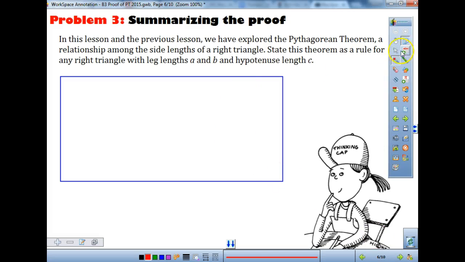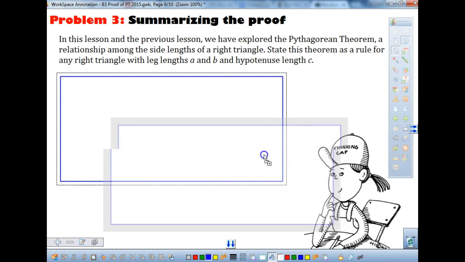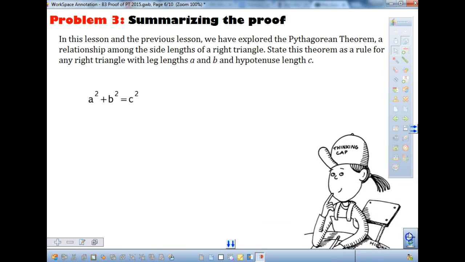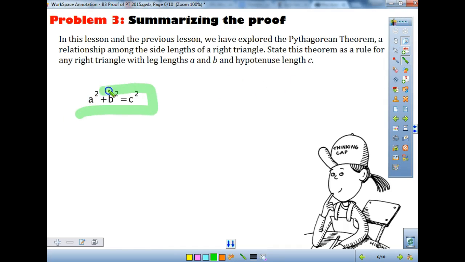So what can we do to summarize this proof? It says, in this lesson and previous, we've explored the Pythagorean theorem for a relationship with the side lengths of right triangles. State the theorem for any right triangle A, B, and C. And it should be that A squared plus B squared is equal to C squared. This is what you will use to start all of your assignments today. You must have this down.